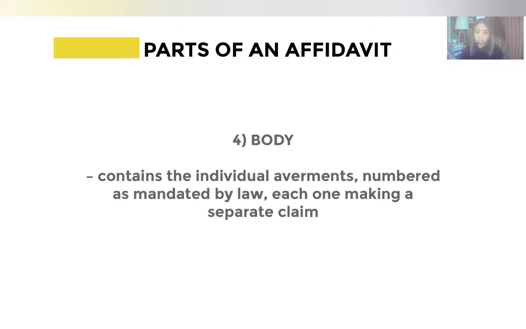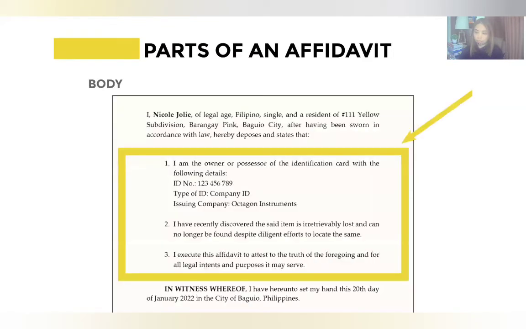The body consists of the facts attested to by the affiant, who should have actual knowledge of the said facts and not merely a belief. The allegation should be full, certain, and accurate. The individual averments must also be numbered as mandated by law, each one making a separate claim. This is an example of a body of an affidavit.